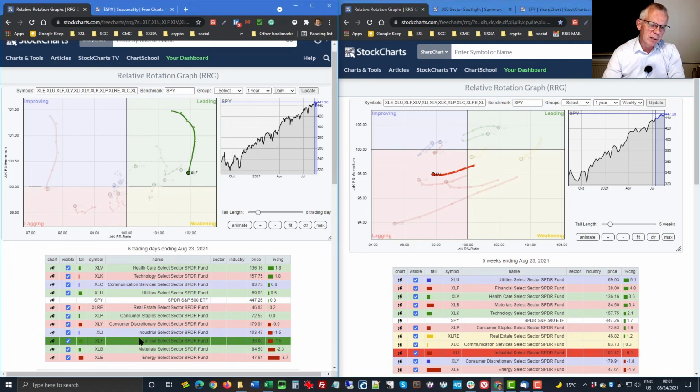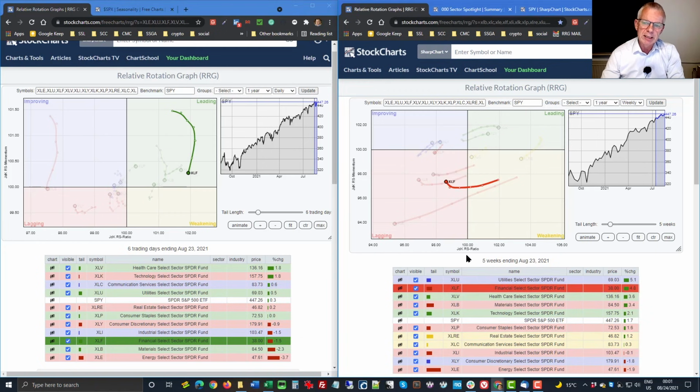And then we have financials rolling over with a long tail. So they're rapidly losing momentum. And on the weekly, it's inside lagging, but slowly picking up. You know what I mean with conflicting signals? They're all over the place. So the weekly and the daily are conflicting. Offense and defense are conflicting. It's not a very clear picture, and that still keeps me on the edge of my seat. I'm not sure what to make of this.